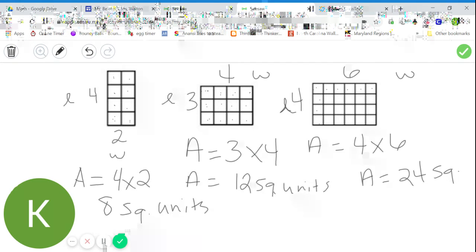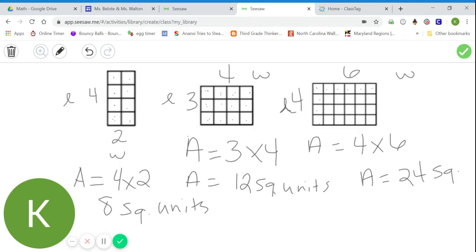We can double check to make sure the area is 24 square units by counting the tiles in the shape. 1, 2, 3, 4, 5, 6, 7, 8, 9, 10, 11, 12, 13, 14, 15, 16, 17, 18, 19, 20, 21, 22, 23, 24. The area of this shape is 24 square units. Let's try one more example.